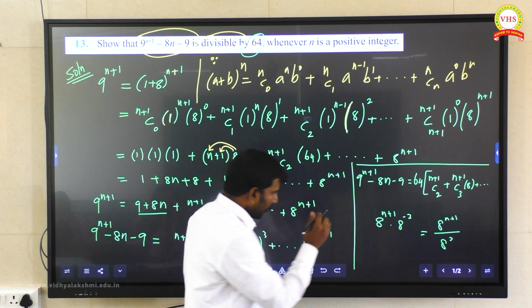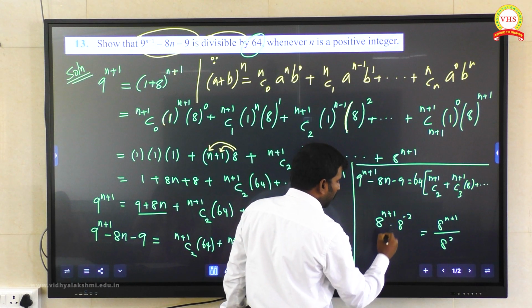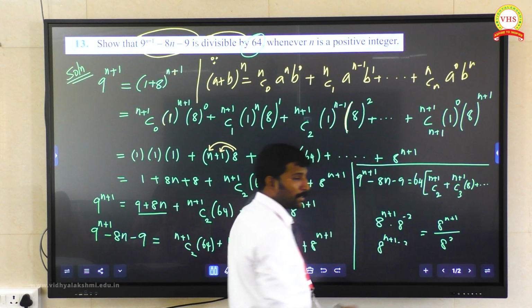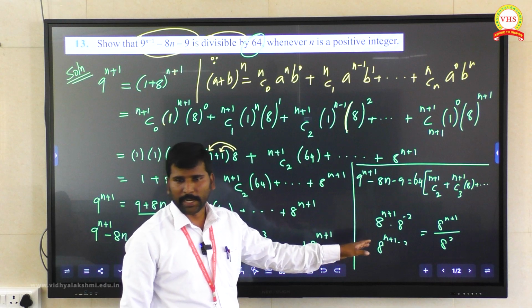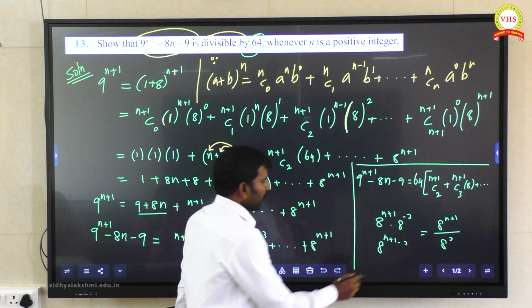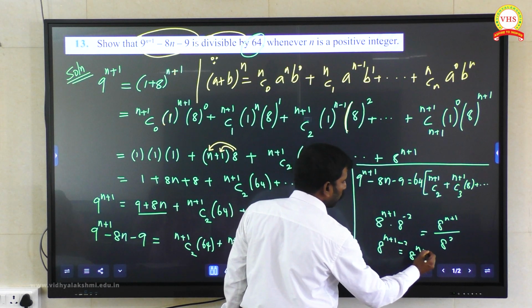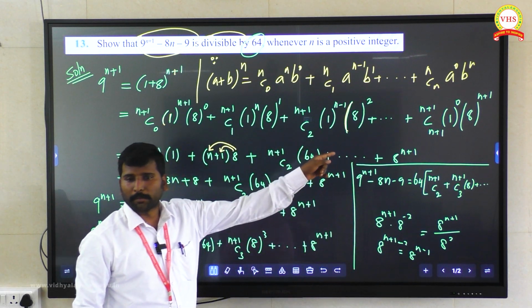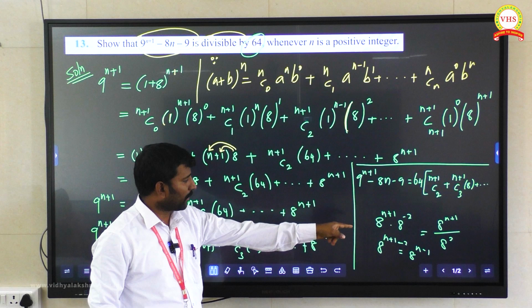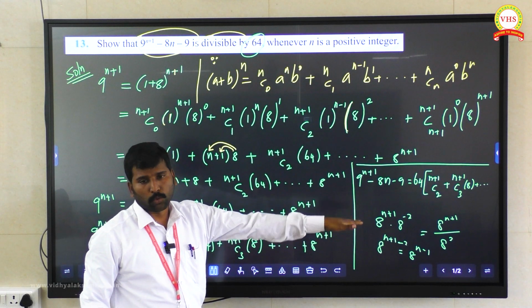Am I right? That is what I am telling. The base is common, so the powers will be added or subtracted based on the sign. Adding means add, subtracting means subtract. When you subtract these together, what am I getting? 8 power n will come as it is. 1 minus 2 minus 1, that is what I am telling. So 8 power n minus 1 you will be getting.